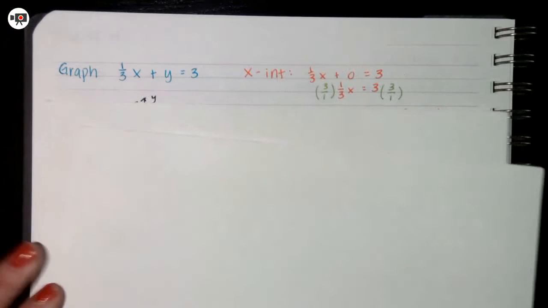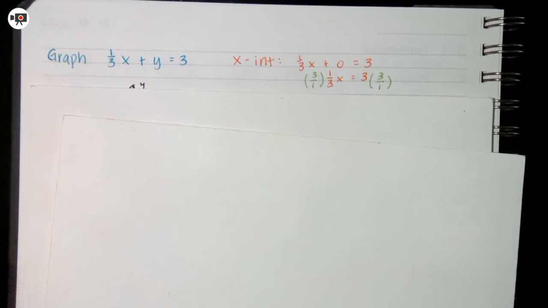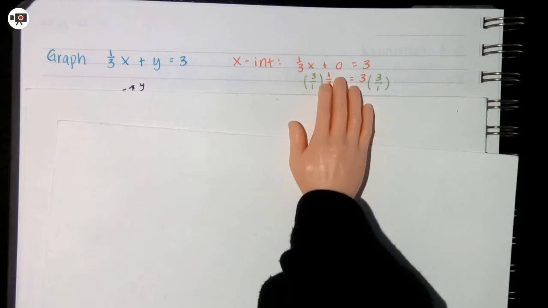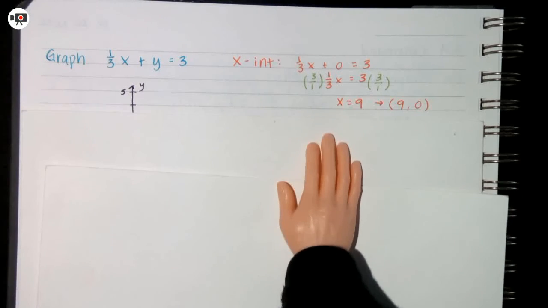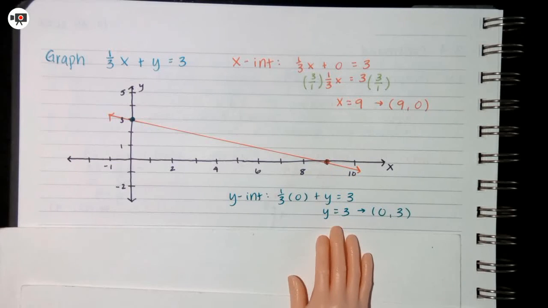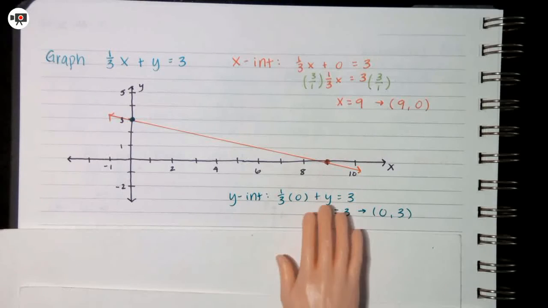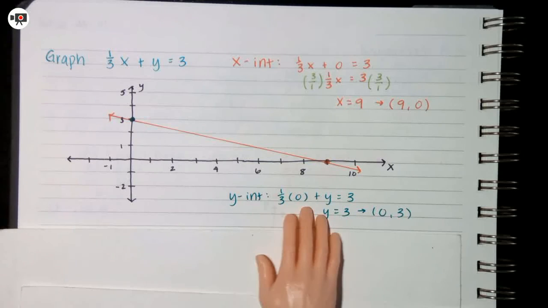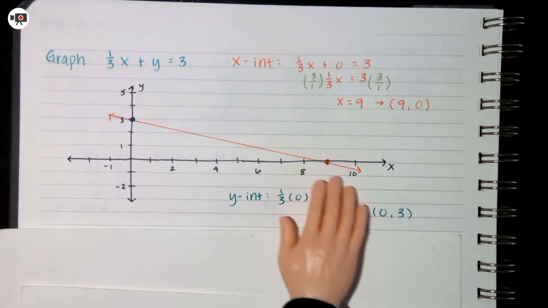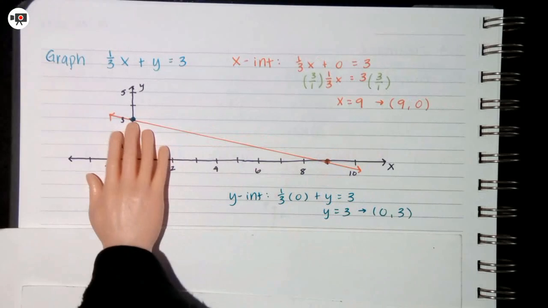And one more example. We have graphing 1/3 x plus y equals 3. For my x-intercept, keep the x, y is 0, and solve for x to get x equals 9. For the y-intercept, keep the y, and 1/3 times 0 is 0, so y equals 3. So my points are 9, 0, and 0, 3.